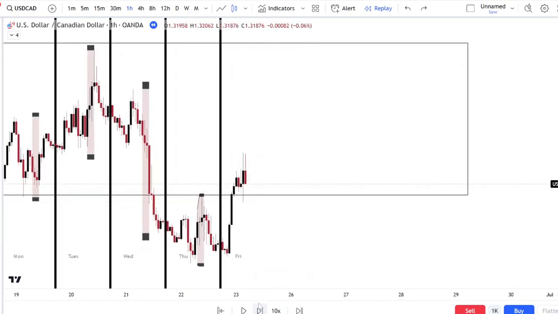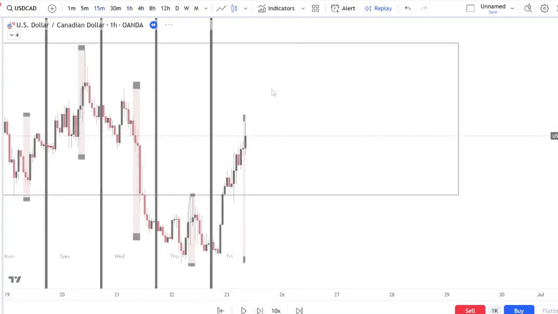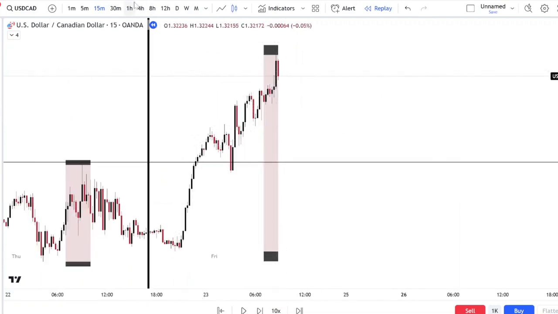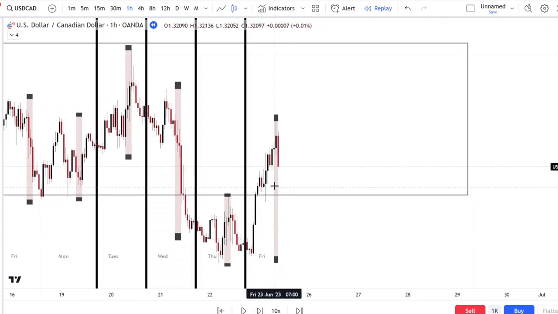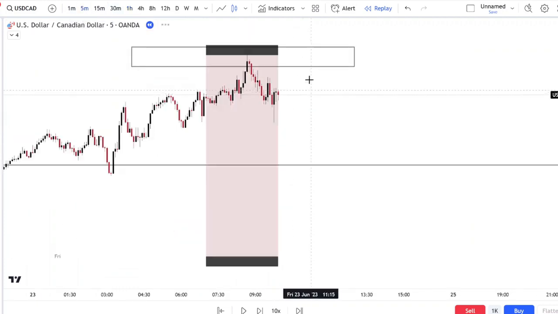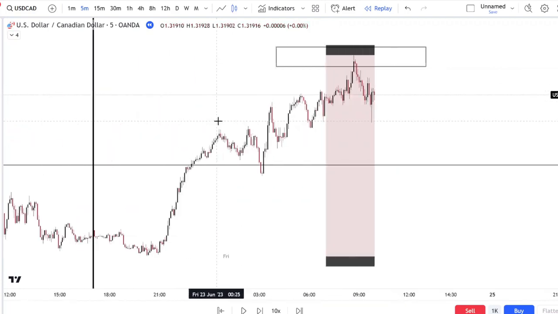What time is it? 1 o'clock, where we are at our high of the day. So let's wait for the 10 a.m. Okay, price played out and rejected. Almost engulfed, not quite. What are we looking for here? We're looking to take price lower.